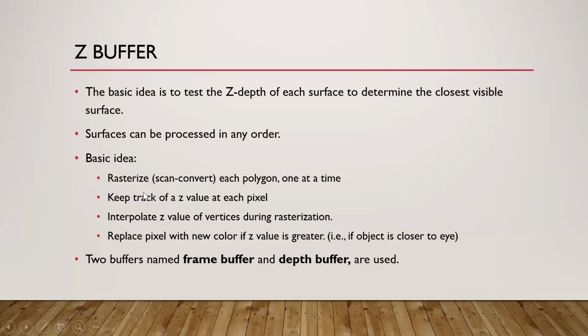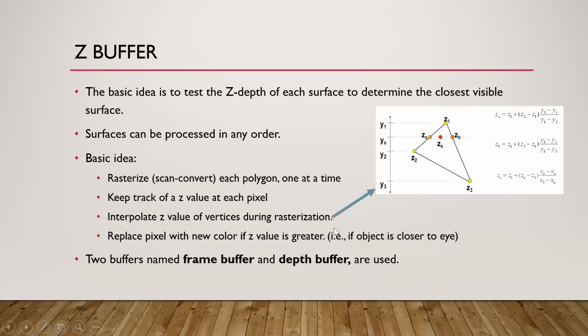To find how far a particular pixel is from the viewer's point of view, you have to calculate the z value. The basic idea is you take each polygon surface one at a time. The order doesn't matter. For each surface, the pixels that come under the line of sight are calculated for their z value. Based on the z value, you decide whether it is closer to the user, and if it is, you color it. For this algorithm we have two kinds of buffers, named frame buffer and depth buffer.